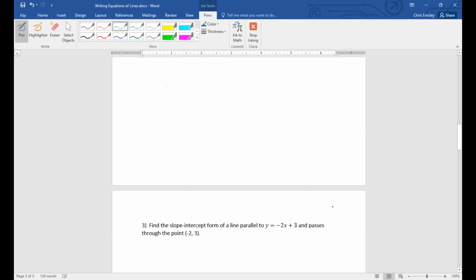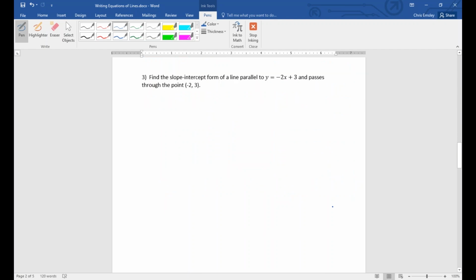Now there's a couple other ways we could get the information we need, the slope and the point. This one tells us to find the slope-intercept form of a line parallel to y equals -2x plus 3 and passing through the point -2, +3. So again, there's our point, done with that. To find our slope, we're going to have to use this information right here, the fact that it's parallel to the line they gave us.